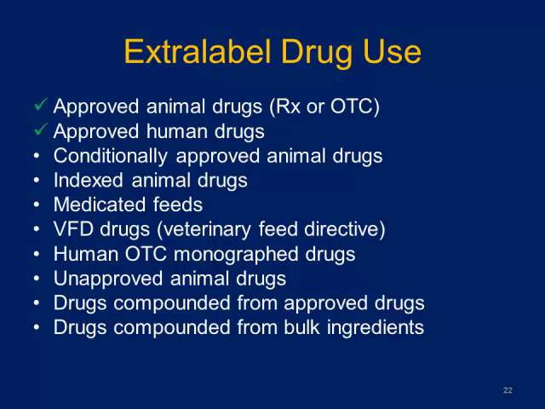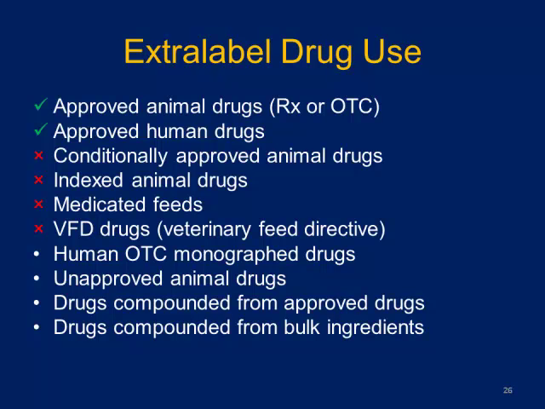Those are for drugs that sort of have a pass under minor use and minor species. No, not so much. There are some aquaculture products and things for sheep and goats, so some species are impacted by this, as well as some specific diseases. Indexed animal drugs, that's a little bit of an obscure one, but those drugs cannot legally be used in an extralabel manner. Medicated feeds are actually prohibited from any extralabel use. Medicated feeds are to be used according to label, no exceptions. VFD drugs, as a subset of medicated feeds, have no provision for extralabel use.